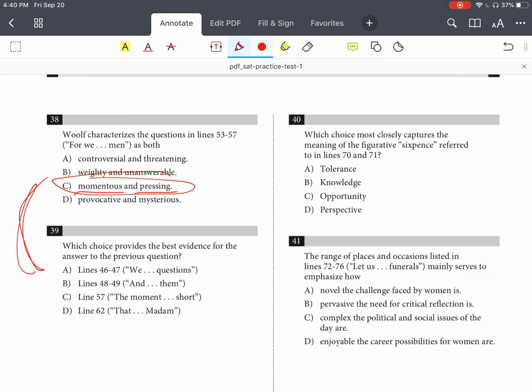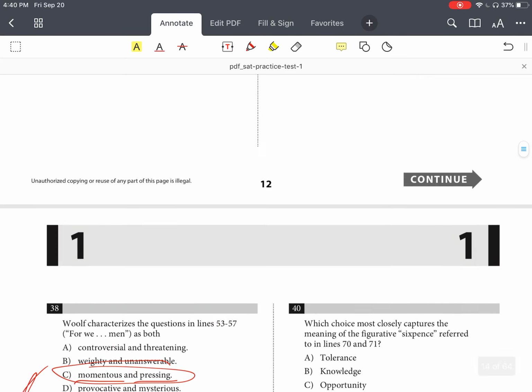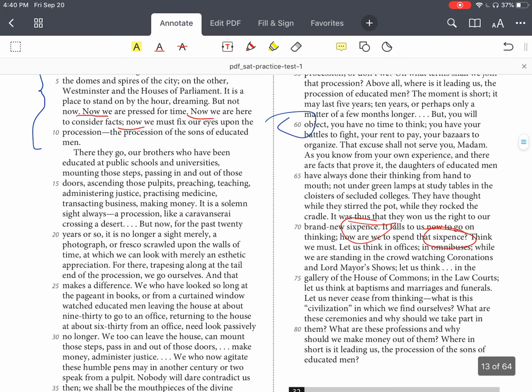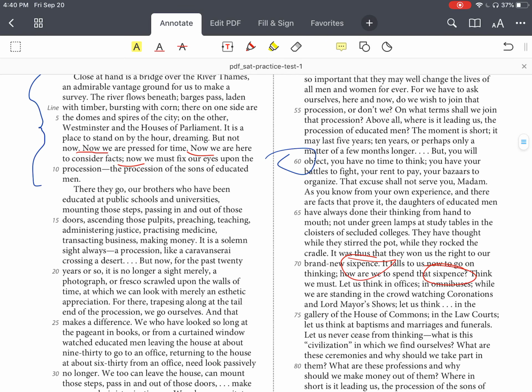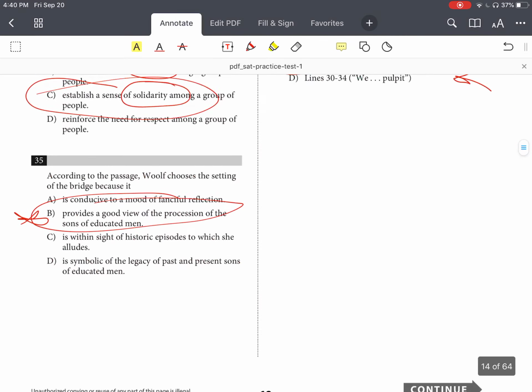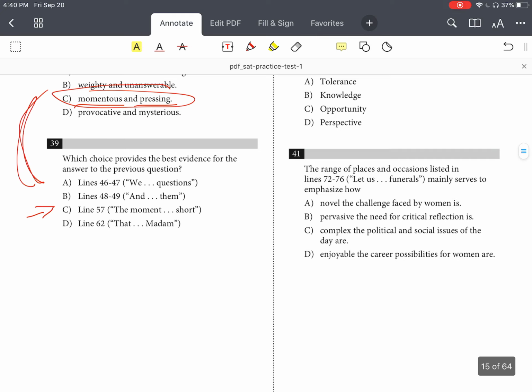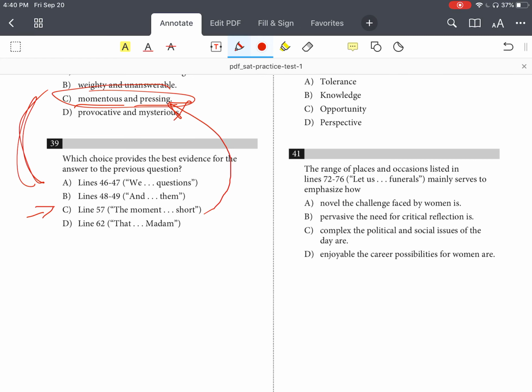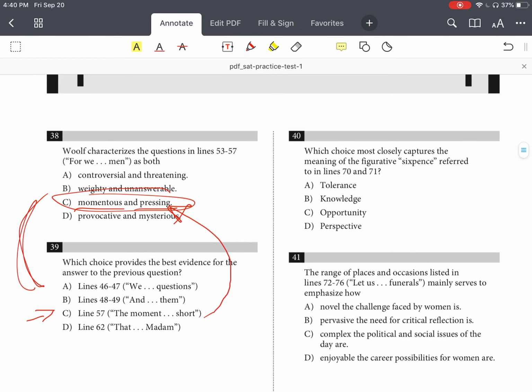And for 39, the line that supports C would seem to be line 57. Let me show you the tricky thing the SAT people are doing. Line 57 says "the moment is short." That's it, those four words. So line 57 supports the pressing component of question 38. But line 57 does not support momentous.